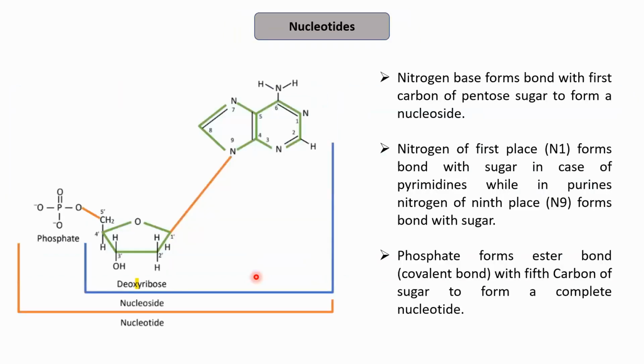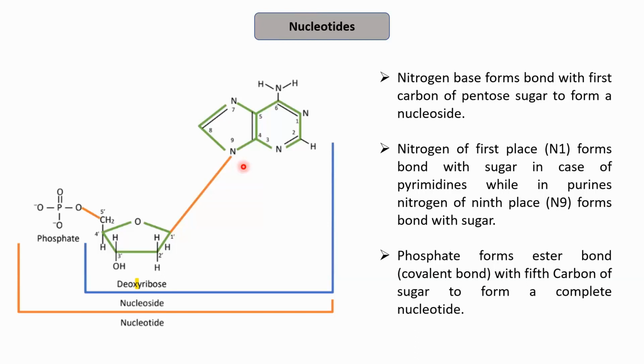The next is the complete unit, the nucleotide. As I mentioned, a nucleotide is a combination of a nitrogenous base, a pentose sugar, and a phosphate molecule. Since the deoxyribose sugar is represented here, it is a deoxyribonucleotide. Basically in this nucleotide, this is the nitrogenous base, which may be guanine, adenine, thymine or cytosine.